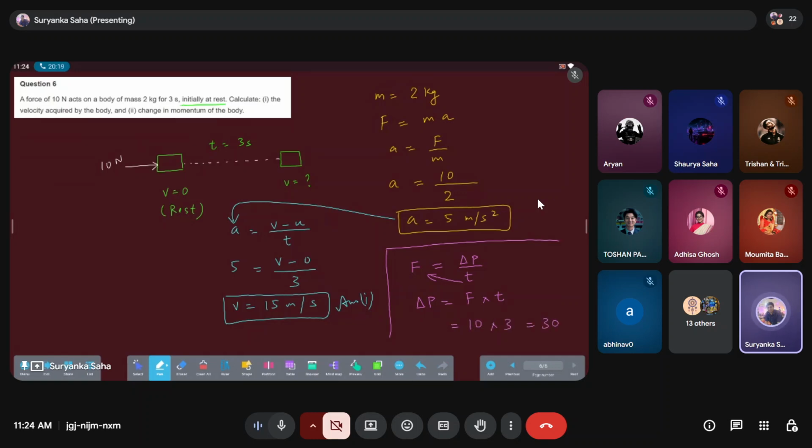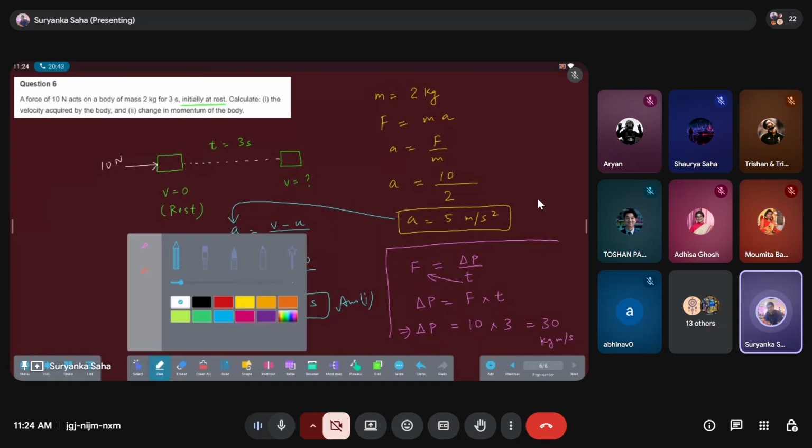And what are we finding? We are finding change in momentum. They have asked for this only, na? They have asked for change in momentum. Calculate the change in momentum of the body. So what is the unit? Kg meter per second. So this is the answer of the third part.